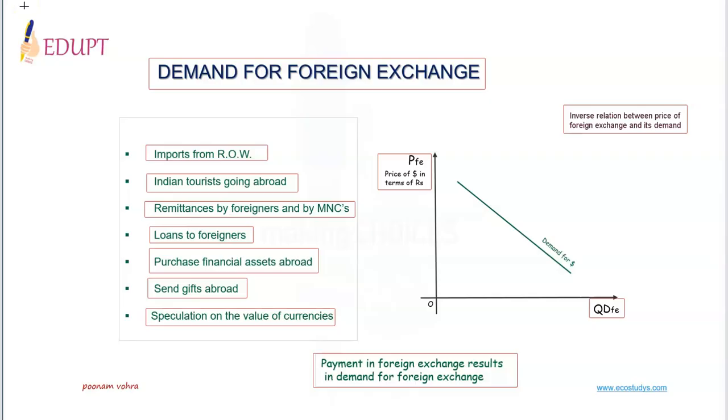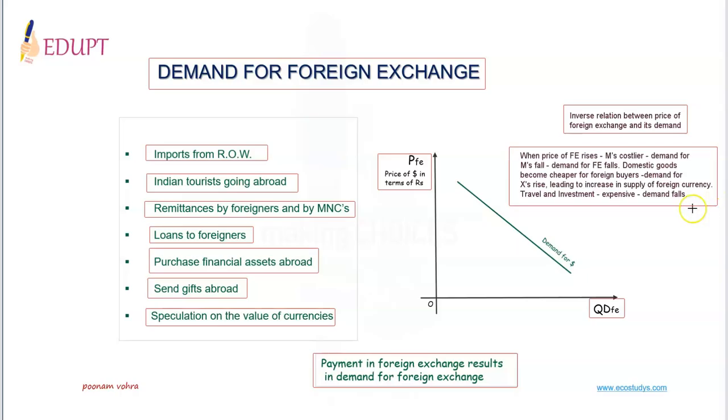Let's understand that also. Now, when price of foreign exchange rises, imports become costlier and demand for imports fall, and hence demand for foreign currency falls. When price of foreign exchange rises, domestic goods become cheaper for foreign buyers because they can now buy more from one unit of foreign currency. As a result, demand for exports rise, leading to increase in the supply of foreign currency.